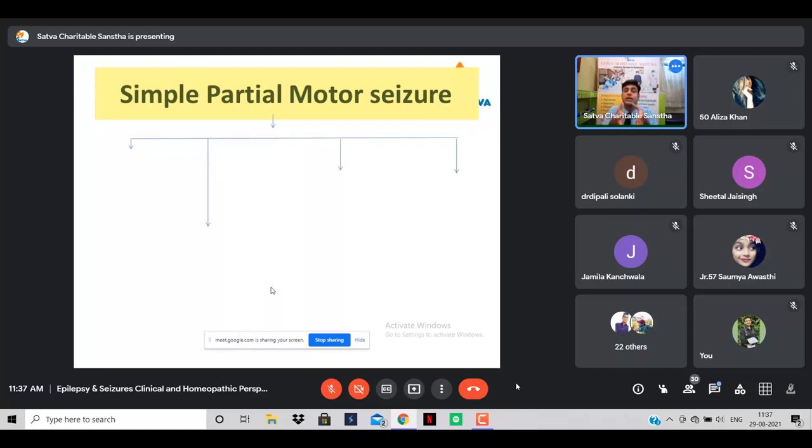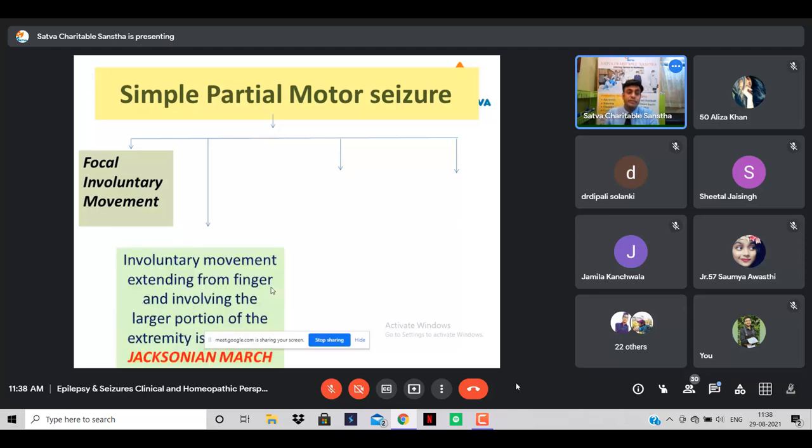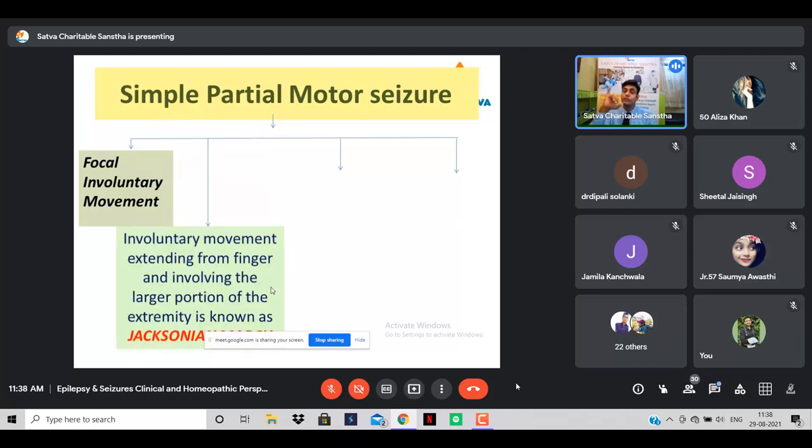Now let us understand, what do you mean by motor? I was giving you this example where my hand is having a focal involuntary movement. I try to control it, but I cannot. So that's a focal involuntary movement. There may be involuntary movement to begin with. It may start with the finger, then it may involve a larger portion of the extremity. This particular type of seizure begins from the small little finger or any finger, and then goes upwards.